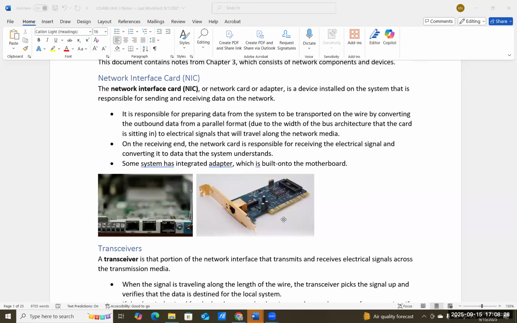On the left side, you would see how this one has 2 Ethernet connections. On a normal server motherboard, you would see multiple Ethernet connections because the server's job is to provide services for many systems. So you would see multiple adapter options, or one adapter that has many ports. And on this one, it's integrated with the motherboard.